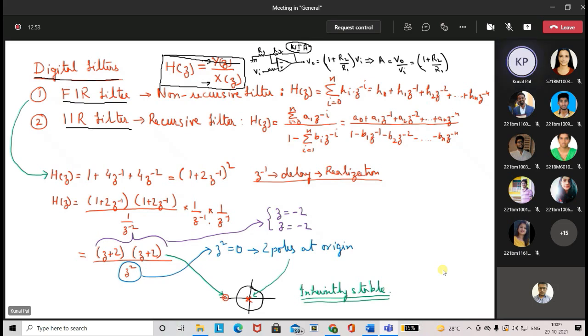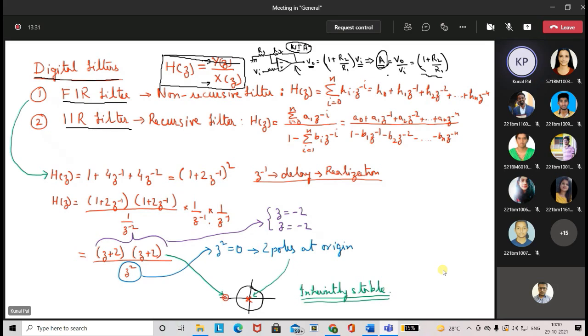When you're taking this non-inverting amplifier, what is its output? Its output is given by (1 plus R2 by R1) into V in. From our analog electronics class, we have seen that if we consider this non-inverting amplifier as the system, the gain of this system is given by V0 by V in, which is equal to 1 plus R2 by R1. Now, this H(z) is nothing but your gain.